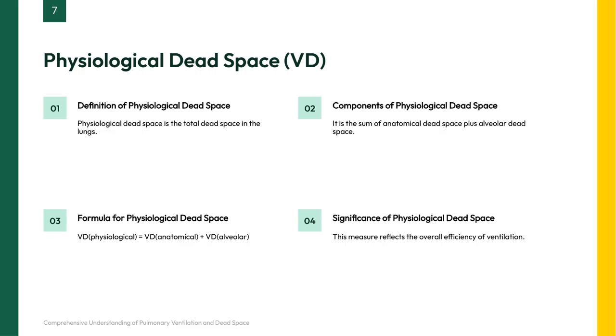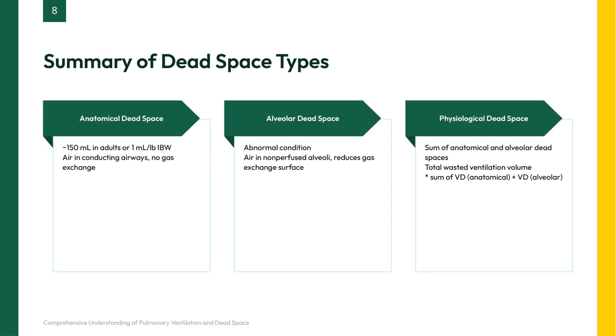Understanding this helps us appreciate how the lungs work as a whole and why measuring dead space is vital in assessing respiratory efficiency. Let's take a closer look at the comprehensive understanding of pulmonary ventilation and dead space. On this slide, we're focusing on the summary of dead space types. First, we have the total dead space, which is the sum of the anatomical and alveolar dead spaces. Think of this as the total amount of wasted ventilation volume, the air that fills certain parts of our respiratory system but doesn't participate in gas exchange. This total is essentially the sum of VD anatomical plus VD alveolar.